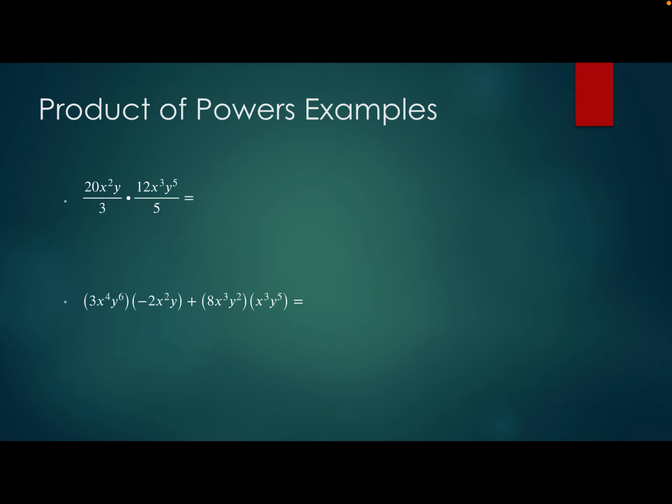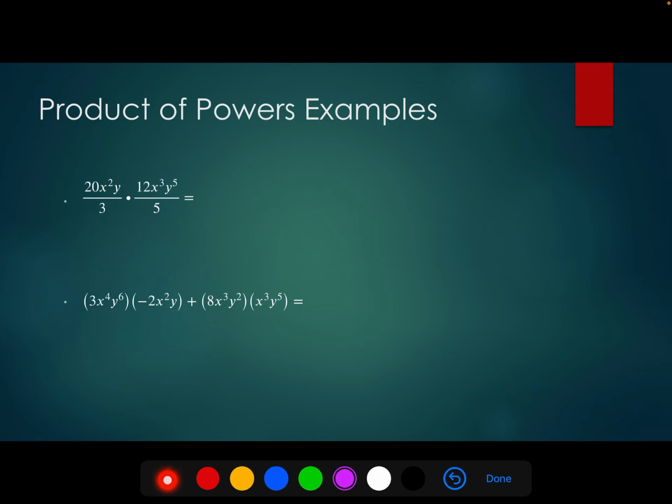Now let's take a look at a couple more examples. So for this first one, we're dealing with a fraction now. We have 20x squared y over 3 times 12x cubed y to the 5th over 5. So remember, whenever we multiply fractions, we just do numerator times numerator over the denominator times the denominator. So for this one, this would be equal to 20x squared y times 12x cubed y to the 5th over 3 times 5.